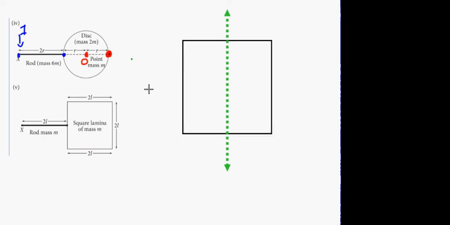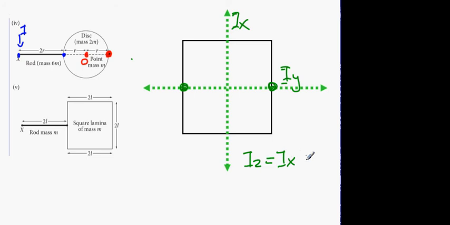Now, to fix this problem, we're going to use the perpendicular axis theorem. Perpendicular axis means that if I get two axes, I might call them IA and IB, or IX and IY, probably a better way of doing it. If I find out what IX is, and I find out what IY is, I can find out what IZ is by adding IX plus IY. That is the perpendicular axis theorem.